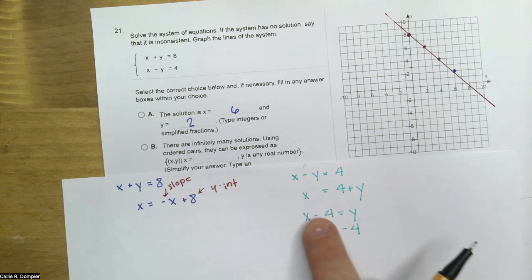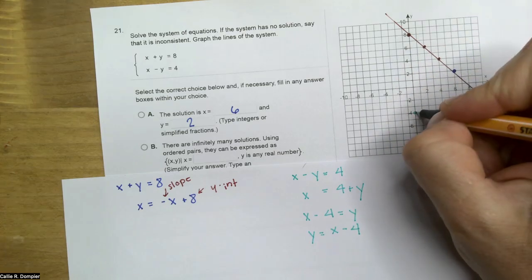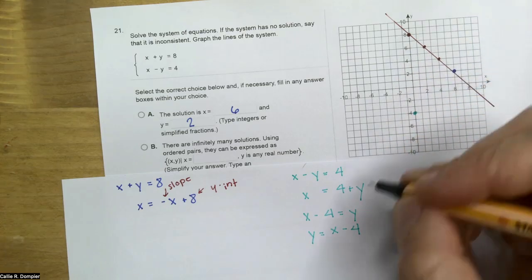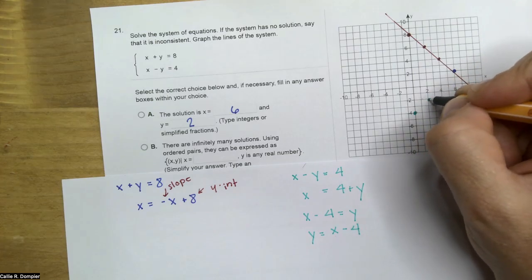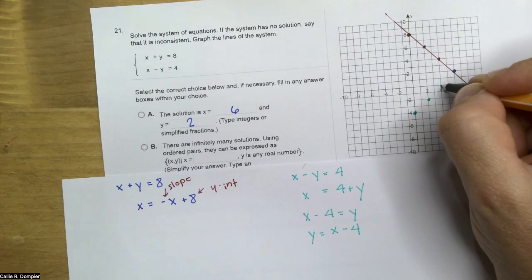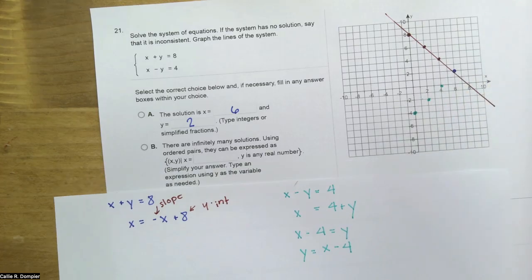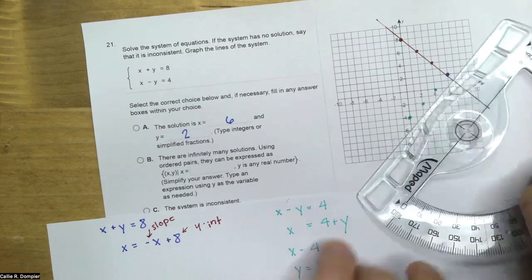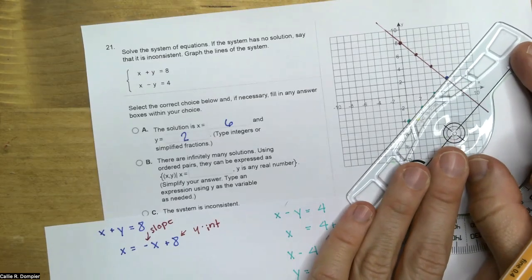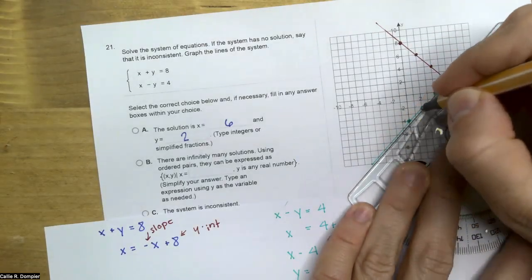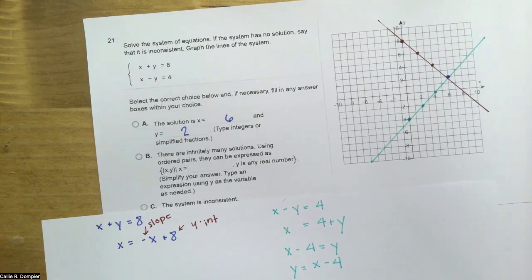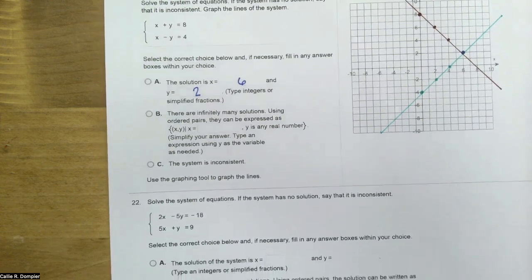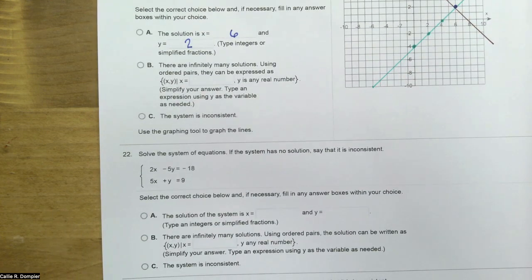Same thing. This is my slope. This is my y-intercept. So I'm going to find -4. And then I'm going to go up 1 over 1. Up 1 over 1. And I see that both of those lines cross the point that I said was the answer to the system of equations. Good.